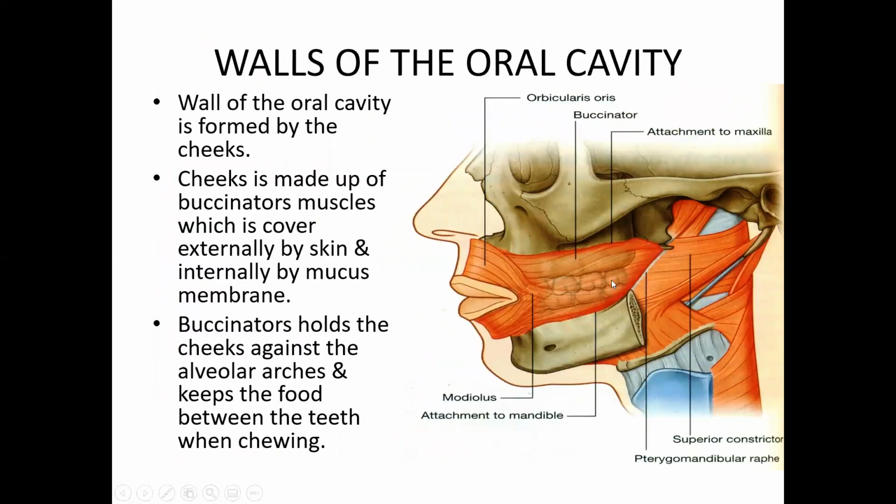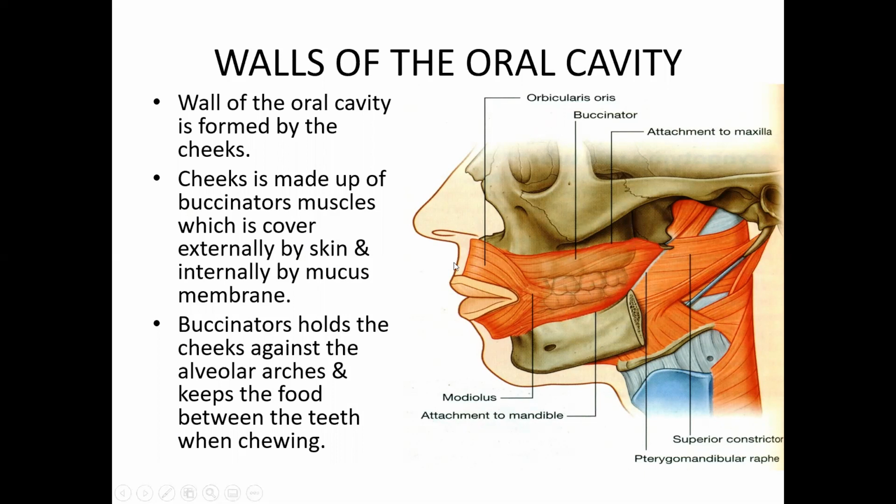Now the walls of the oral cavity. The lateral wall of the oral cavity is made up of the buccinator muscle. The bulk of the buccinator muscle makes the lateral wall of the oral cavity. Externally, it is covered with the skin, and internally, it is covered with the mucous membrane. Special elastic fibers attach the mucous membrane to the buccinator, and the function of these elastic fibers is to prevent unnecessary folds of the mucous membrane from being bitten between the teeth when the mouth is closed.